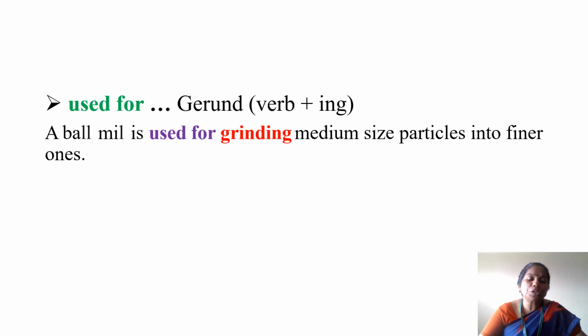Next is used for. The used for should be followed by a gerund or ing form of a verb. The example is: a ball mill is used for grinding medium-sized particles into finer ones. Used for is functioning as the connective. This is followed by a gerund or ing form of a verb.